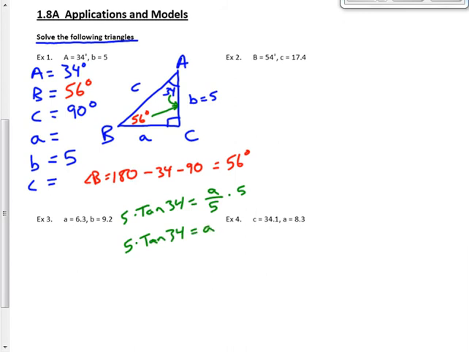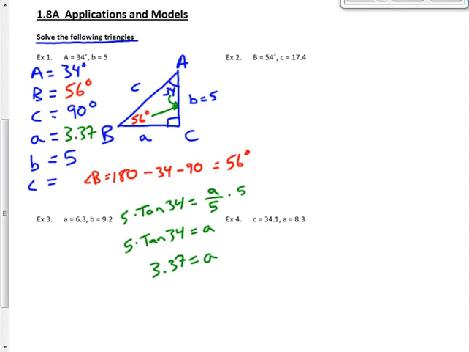And when I multiply that out, the tangent of 34 times 5, making sure that my calculator is in degrees so that I end up with a proper A angle here, I end up with A is equal to 3.37. And we're going to round everything to hundredths here. So I get A is equal to 3.37.